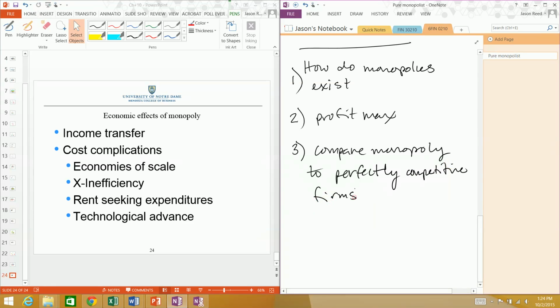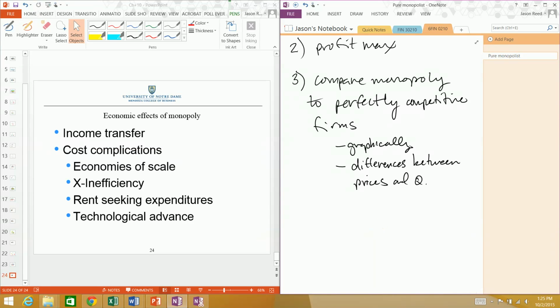And we were able to do this in a variety of contexts, whether it be graphically, which I think is very important, but also understanding the differences between prices and quantity are very important here. And so we want to move forward then, after we compare, to understand the deviations from our initial assumptions.